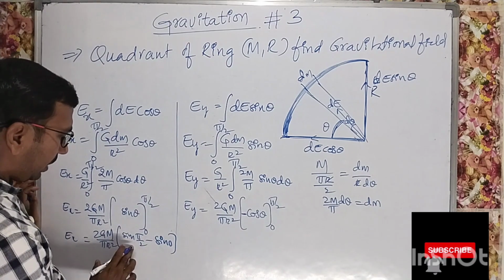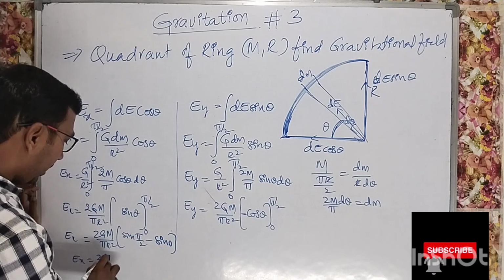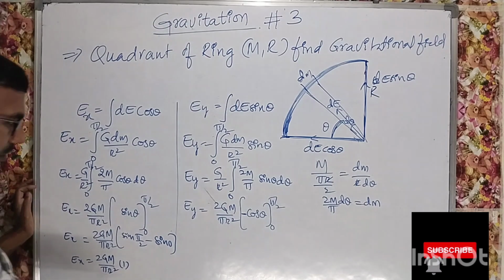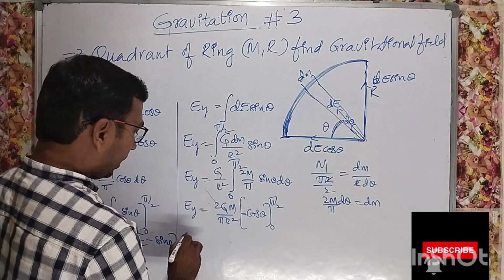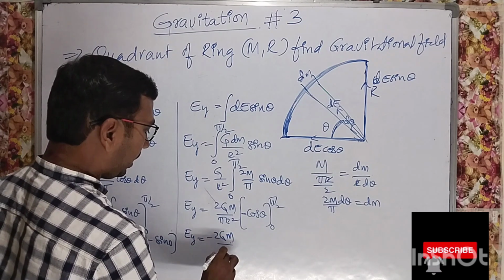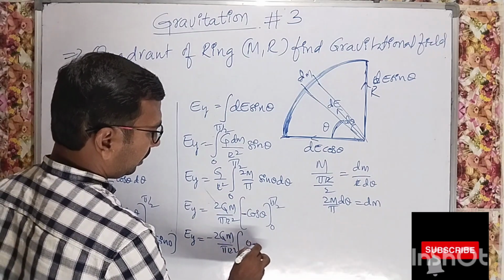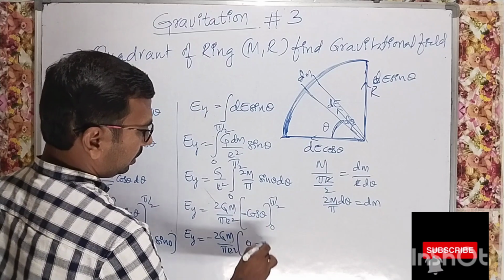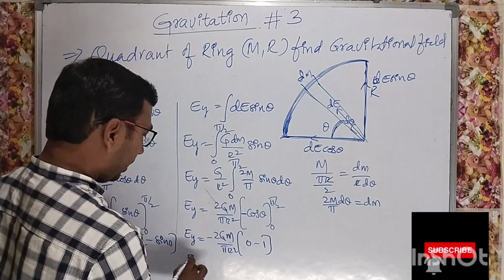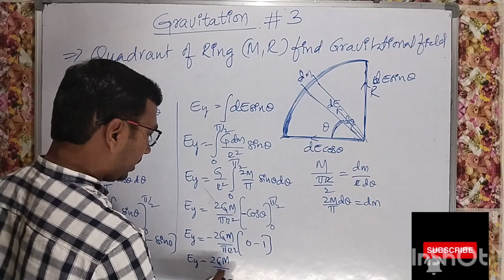Sin 0 is 0, sin pi by 2 is 1. So can I write Ex is equal to 2GM by pi r square into 1. Similarly here minus is common, so Ey is equal to minus 2GM by pi r square. Cos pi by 2 is 0, 0 minus cos 0, and cos 0 is 1. So minus into minus plus. So here Ey is equal to 2GM by pi r square.